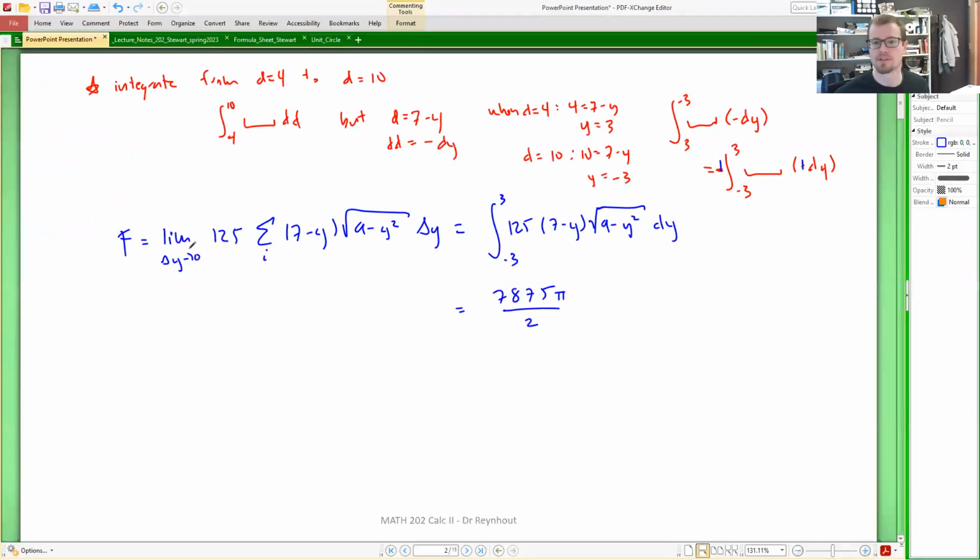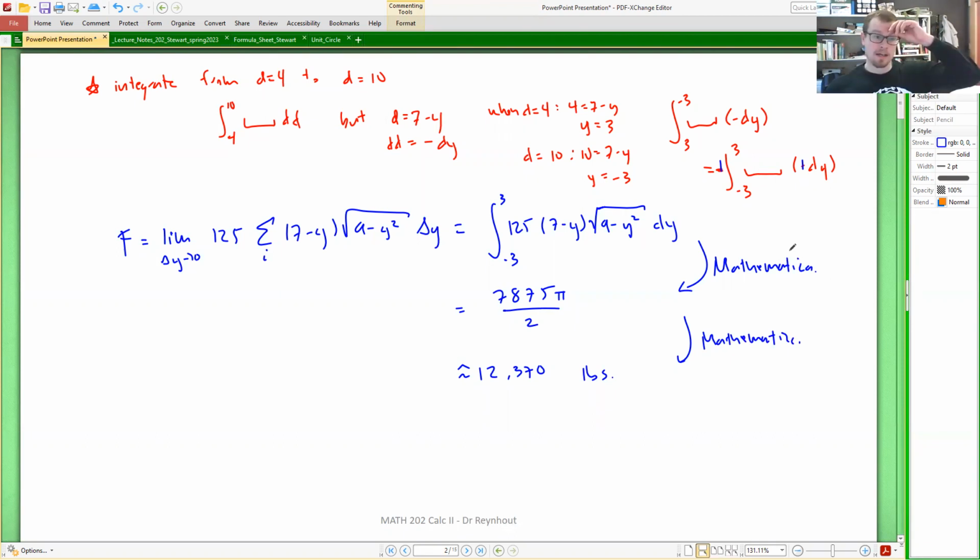All right, let's grab this differently. Here we go. This is approximately 12,370, and this would be pounds. So if you want to use Mathematica, you're welcome to do that. Same thing here, we used Mathematica. You could also use your calculator. Now, if you want to see the details, keep watching. If you're satisfied, have a wonderful day.